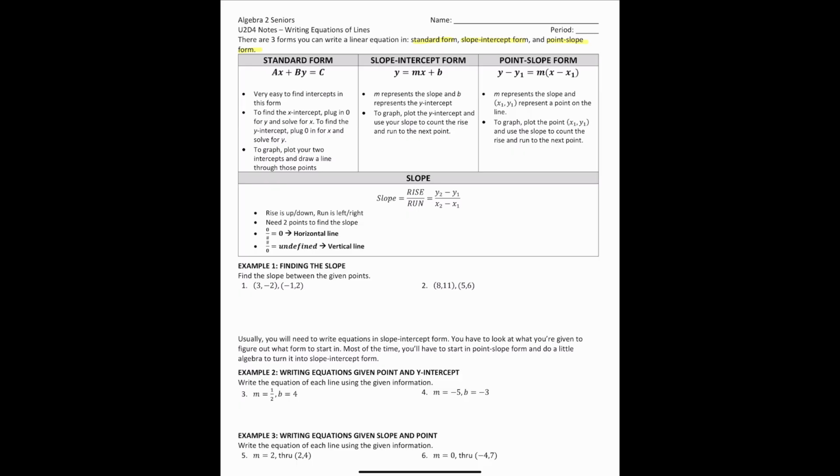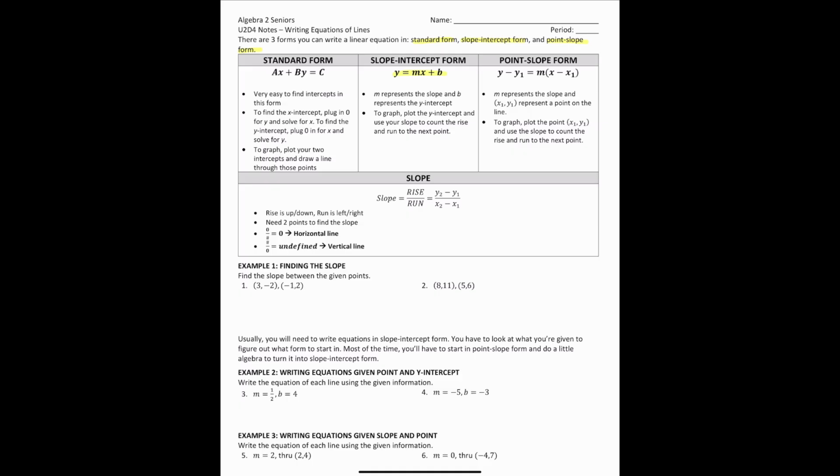The next form that we're going to talk about is slope-intercept form. Slope-intercept form is y equals mx plus b. This is the equation that we talked about in the previous lesson. If you don't remember, m represents the slope and b represents the y-intercept. To graph slope-intercept form, we just need our y-intercept and use the slope to count the rise and run to the next point. Today's lesson will center on this equation. This is the equation that we need to get at the end.